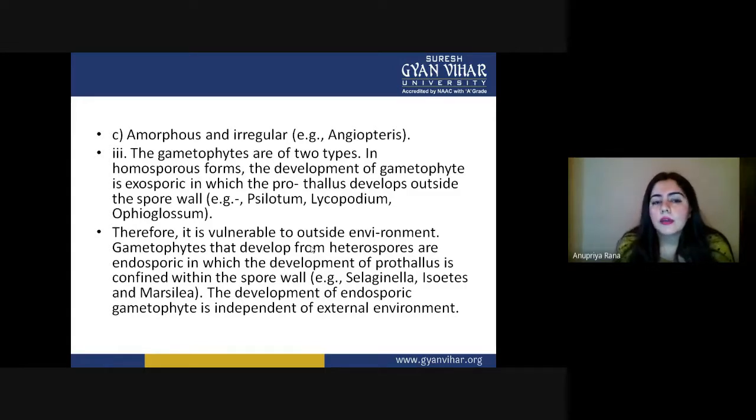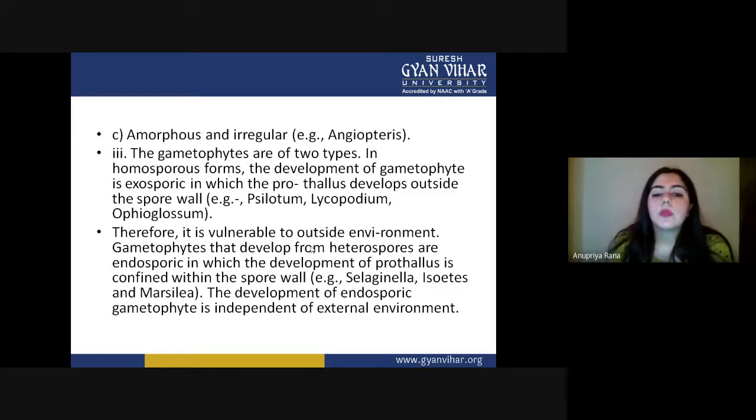Okay, like in this case, when they are germinating or making the gametophytic stage, if the prothallus is developed towards the outer side of the spore wall, what are we going to call them? Exosporic. Exo means outer. Outer from what? Outer from the spore. So we call them exosporic.